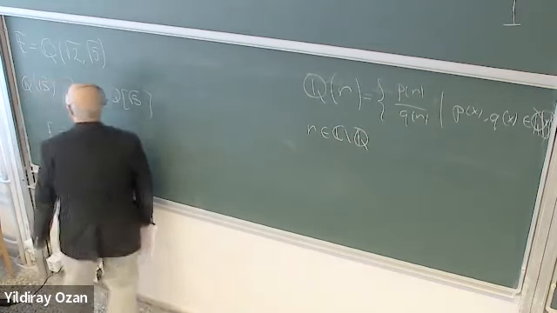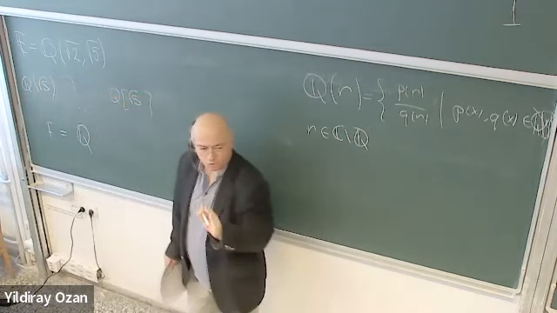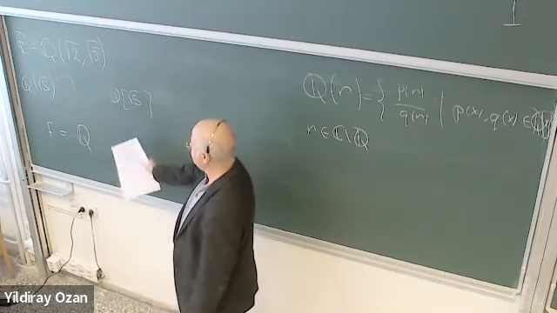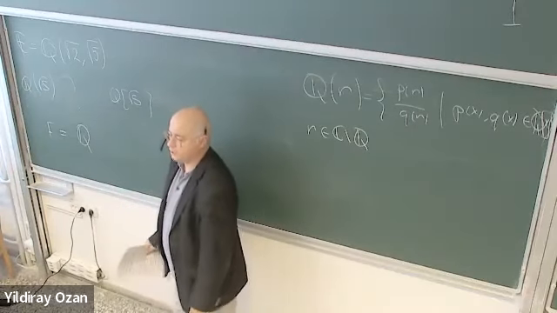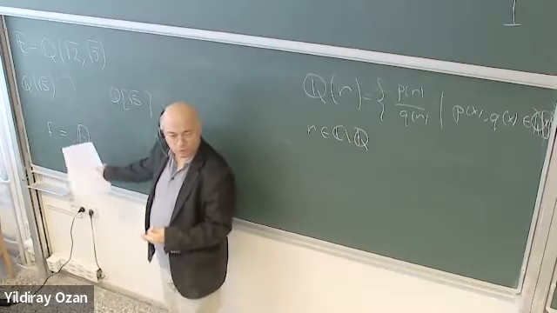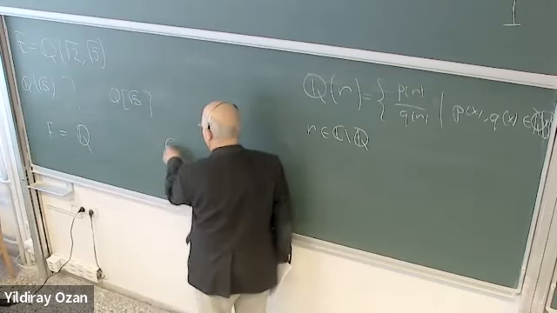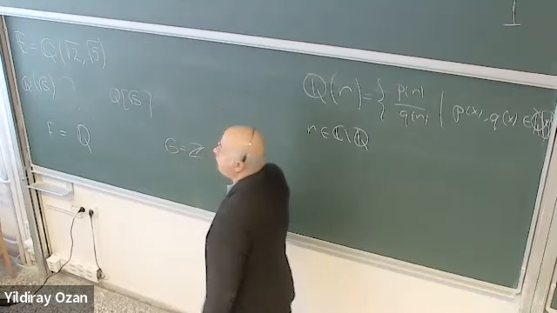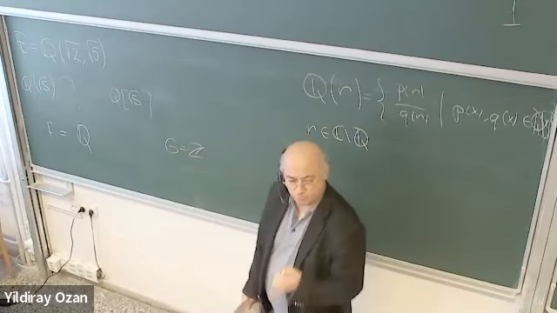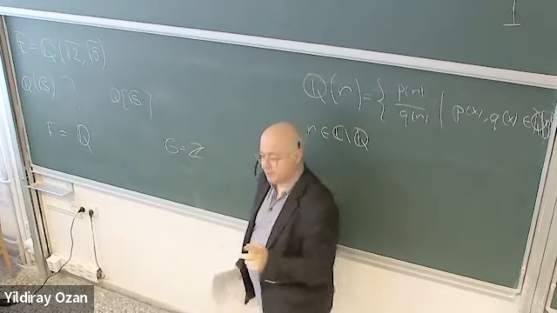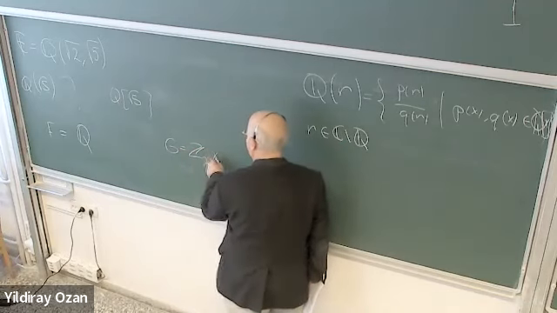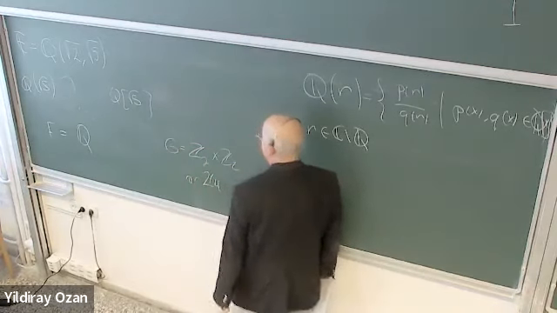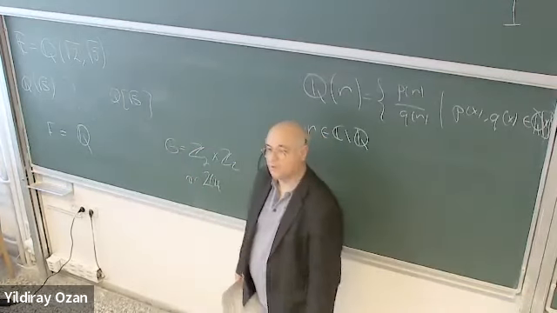I am not 100% sure, what I'm going to say may not be correct, but for this, for example, field extension, probably the Galois group G is either Z2 cross Z2 or Z4. I'm not sure which one.